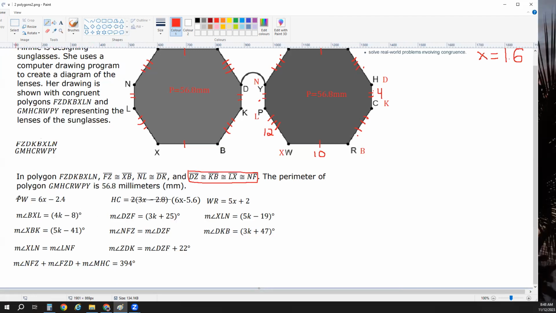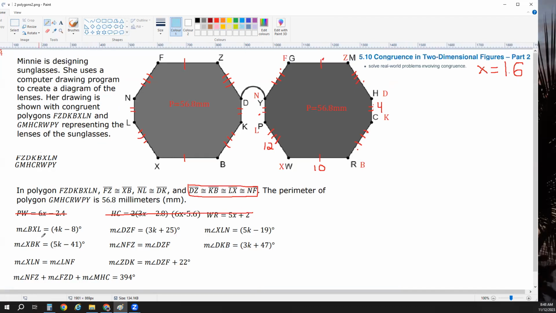Take a breather on that one. So we don't need this one anymore. We don't need this one anymore. Don't need that one anymore. Now we have to start copying all these other angles. I'm going to do the angles in light blue. And we got the measure of BLX. BXL is 4K minus 8.